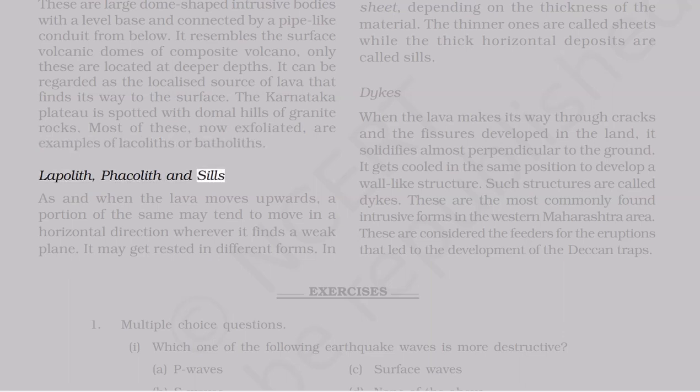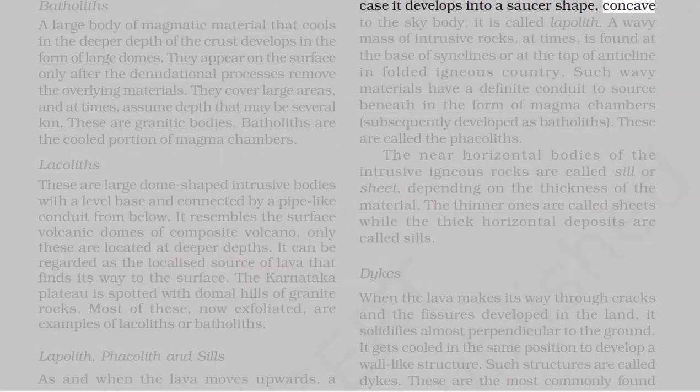Lapolith, phacolith and sills. As and when the lava moves upwards, a portion of the same may tend to move in a horizontal direction wherever it finds a weak plane. It may get rested in different forms. In case it develops into a saucer shape, concave to the sky, it is called a lapolith. A wavy mass of intrusive rocks, at times, is found at the base of synclines or at the top of anticlines in folded igneous country. Such wavy materials have a definite conduit to a source beneath in the form of magma chambers, subsequently developed as batholiths. These are called the phacoliths.